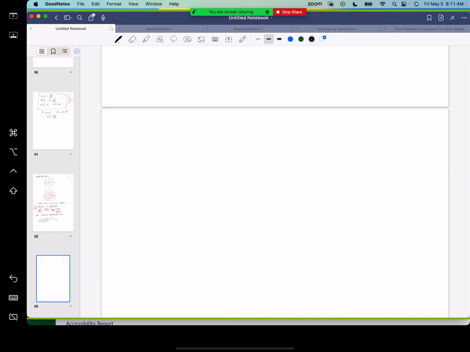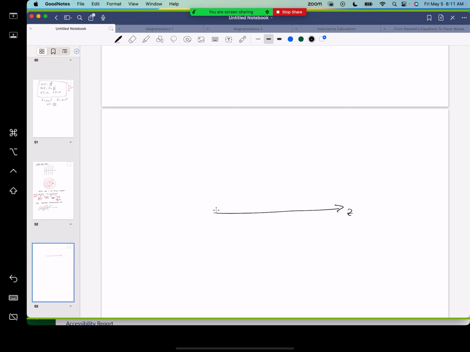Let's say this is the Z direction, this is X, and this is Y. My wave is traveling along the Z direction, and the electric field would only have an X component. That would put the electric field in the XZ plane.